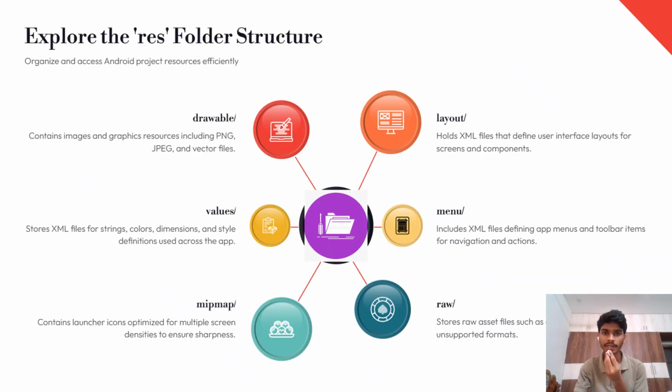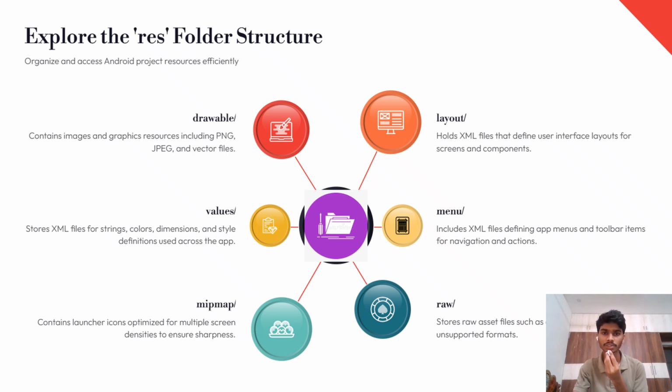The resource folder in Android projects is the main container for all resource files. It is carefully structured to organize and access resources efficiently. The drawable folder contains all images and graphic resources, including PNG, JPEG, and vector files. The layout folder holds XML files that define the user interface layout for different screens and components. The values folder stores XML files such as strings, colors, dimensions, and style definitions that are reused throughout the app. The menu folder includes XML files that define app menus and toolbar items for navigation.